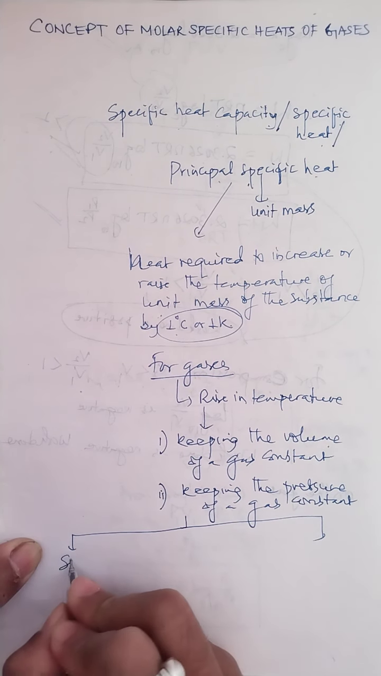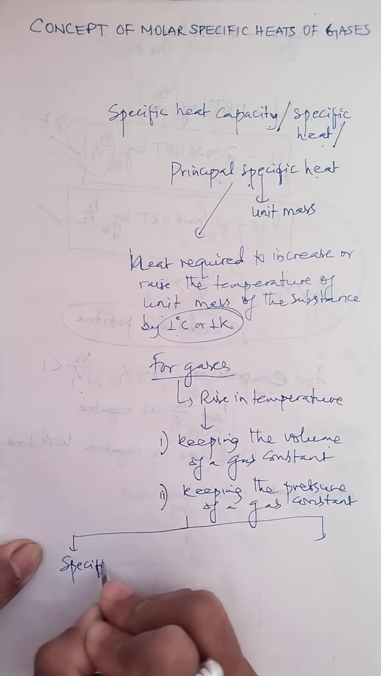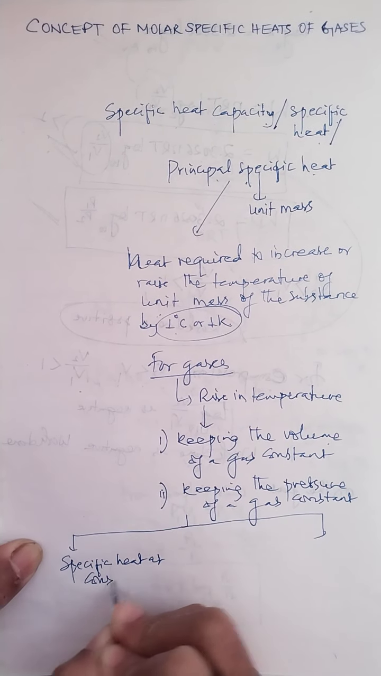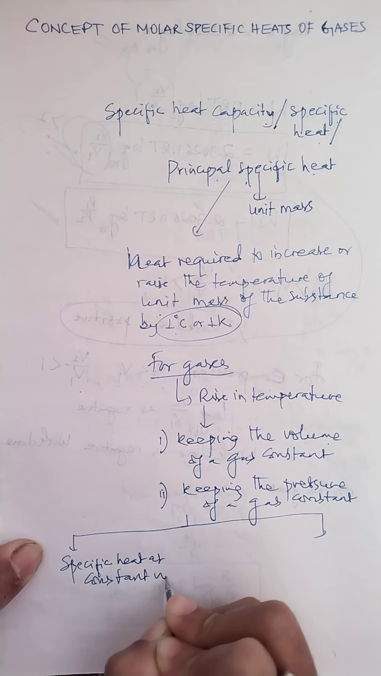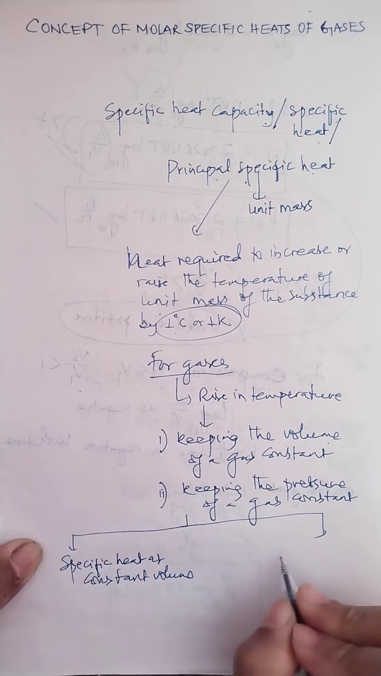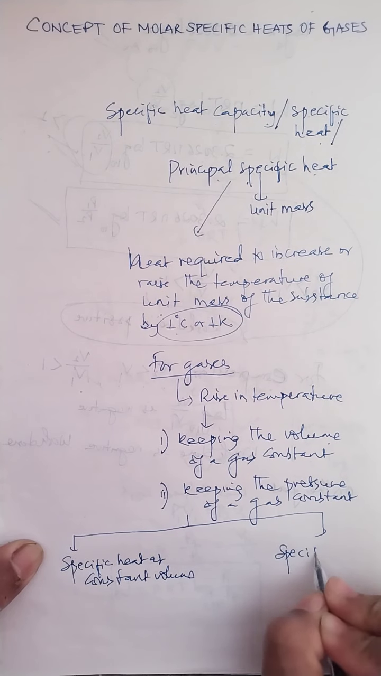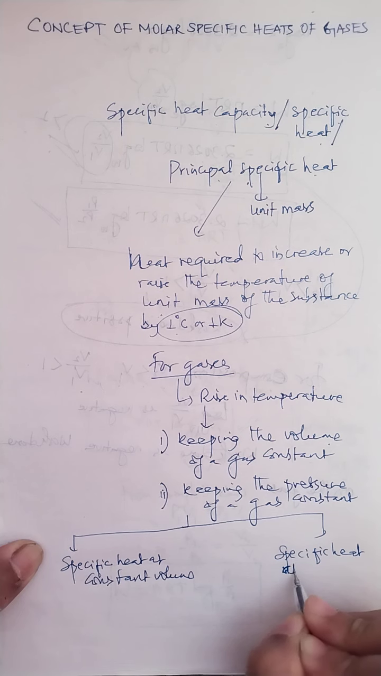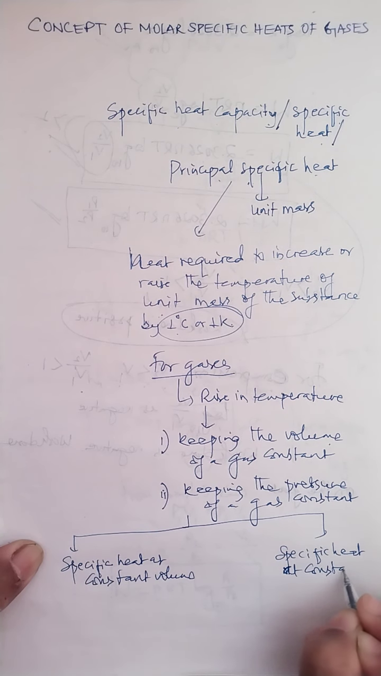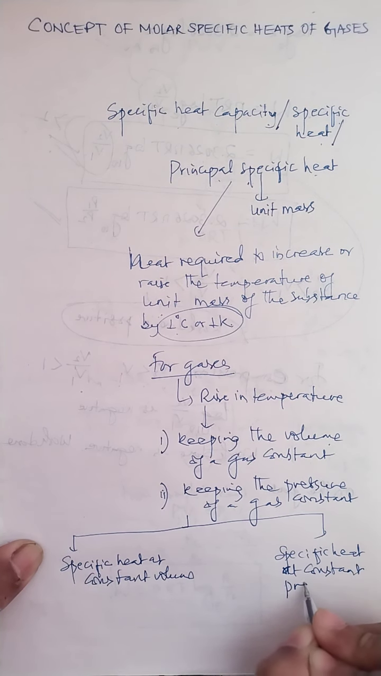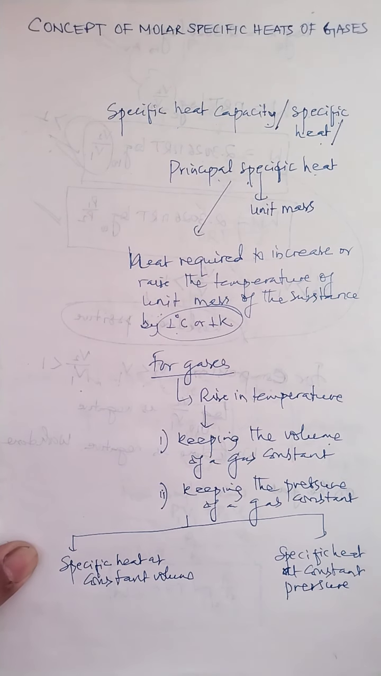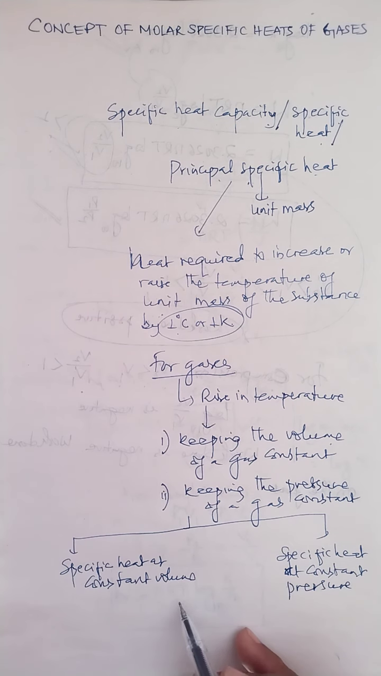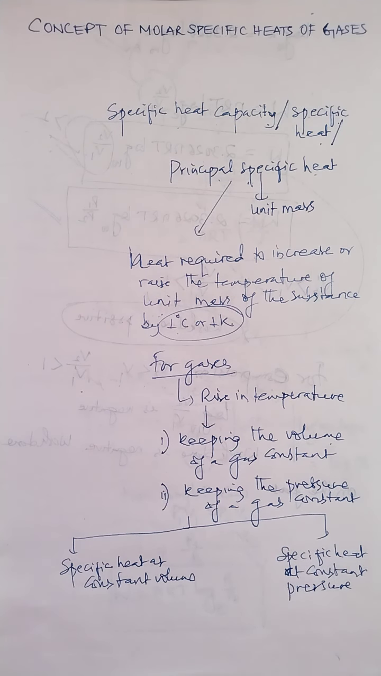So one is called specific heat at constant volume, and another is called specific heat at constant pressure. Now this is for gas. So for gases we can define specific heat or principal specific heat in two different ways. One is specific heat at constant volume, another is specific heat at constant pressure.